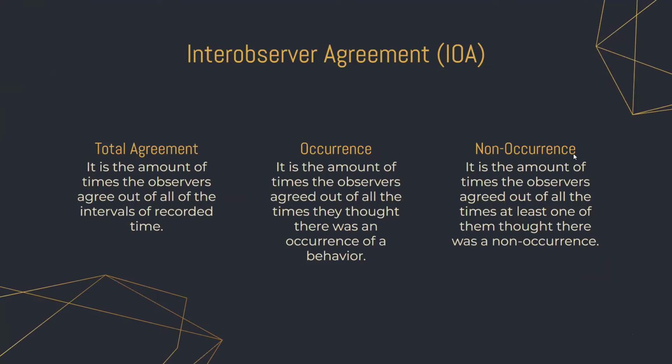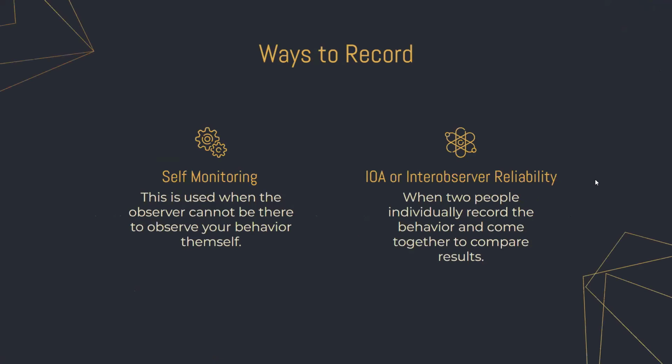So there are three main types of IOAs you should know. There's the total agreement, and this is the amount of times the observers agreed out of all the intervals of recorded time. There's the occurrence, which is the amount of times the observers agreed out of all the times they thought there was an occurrence, and non-occurrence is the amount of times observers agreed out of the times where at least one of them thought it was a non-occurrence. If this is something that you're struggling to straighten out, there are two videos that go into IOA.